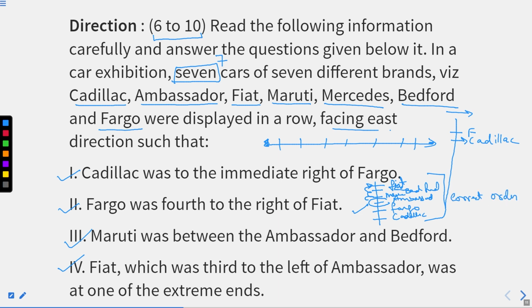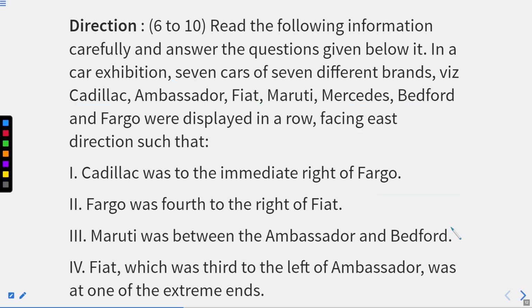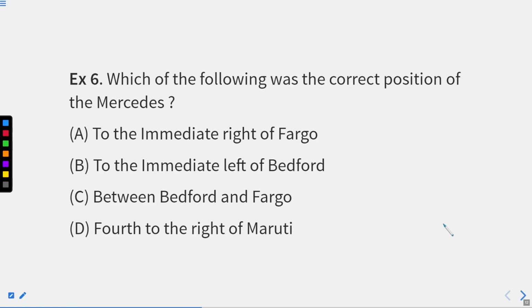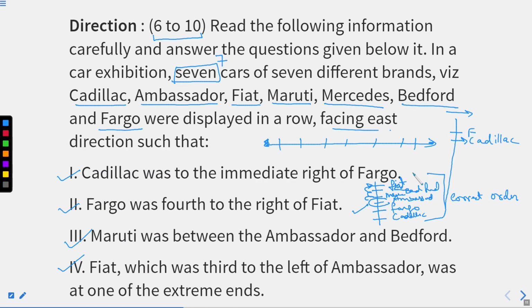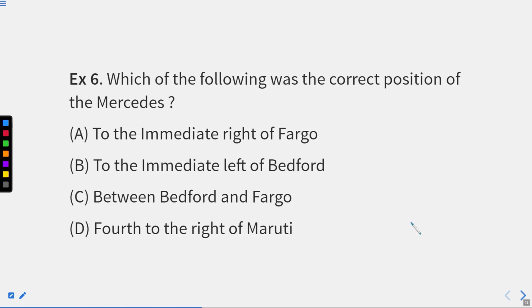I hope this part is clear. Now we'll move to the next instruction. So one more thing, in total we have how many cars? 7 cars. So the remaining car will take the 7th position, right? At the last part, right? Now we'll move to the set of questions.